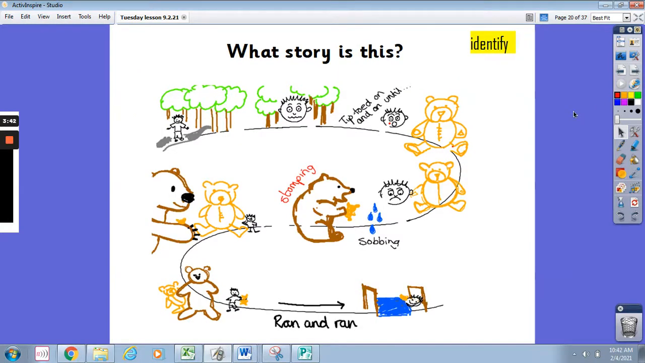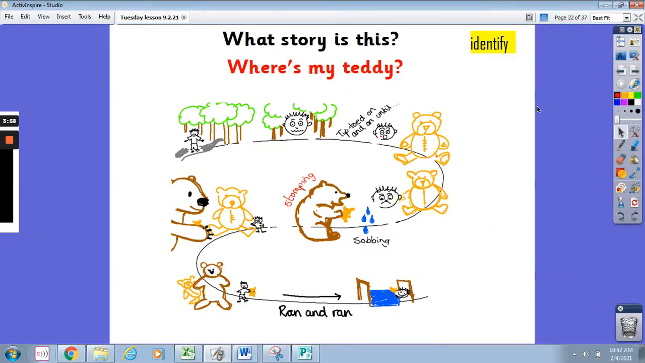And here you can see a story S from a story that we have read before. Have a look at the story S and I want you to think, what story is it from? Look carefully at each part. Well done. This story S is for Where's My Teddy? You can see what's happening along the way from the start to the middle and to the end. So it really helps to show what's happening in the story.